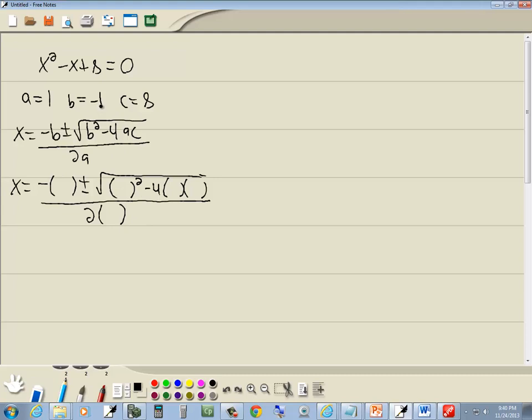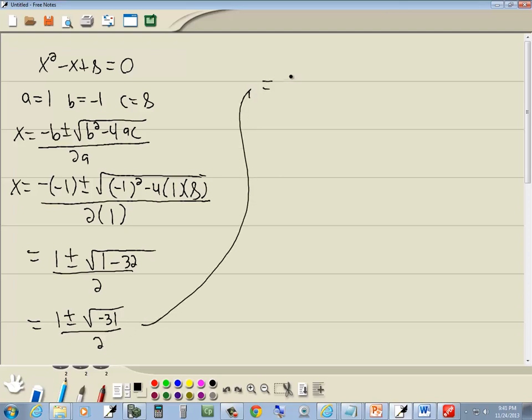Now everywhere we had a b, we'll plug in negative 1. Everywhere we had an a, we'll plug in 1. And everywhere we had a c, we'll plug in 8. So negative negative gives us a positive 1, plus or minus the square root of negative 1 squared, which is 1, minus 4 times 1 times 8, which is 32, all over 2, which gives us 1 plus or minus the square root of 1 minus 32, which is negative 31, over 2.